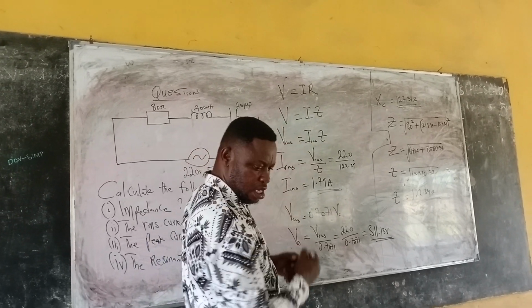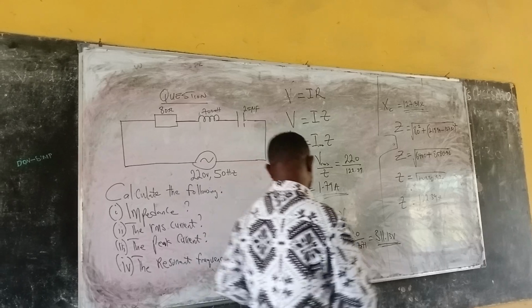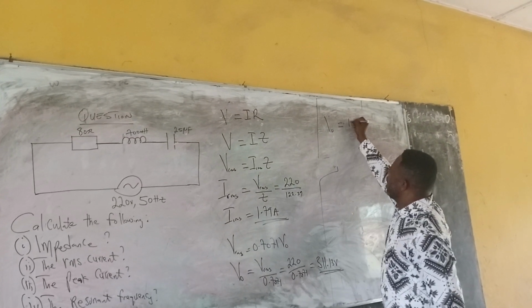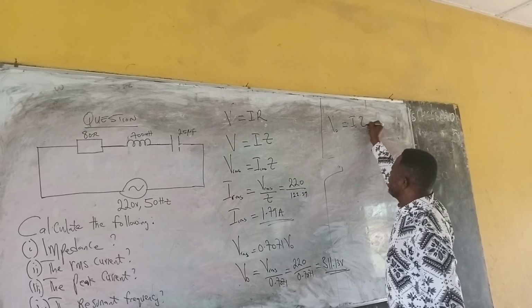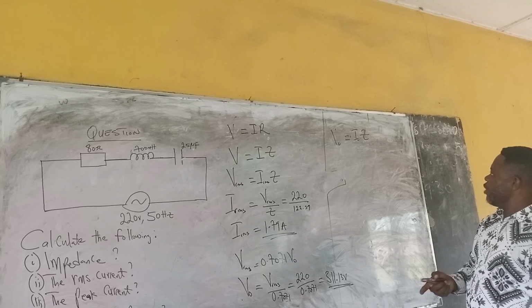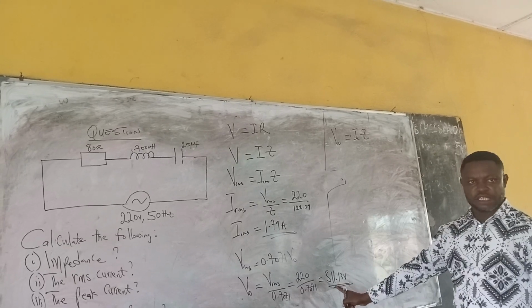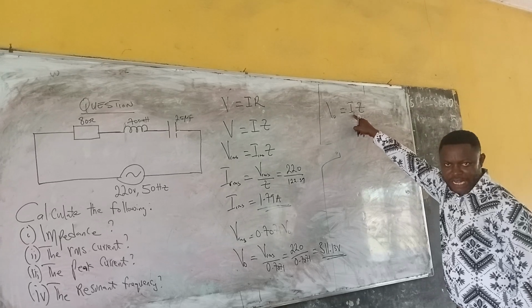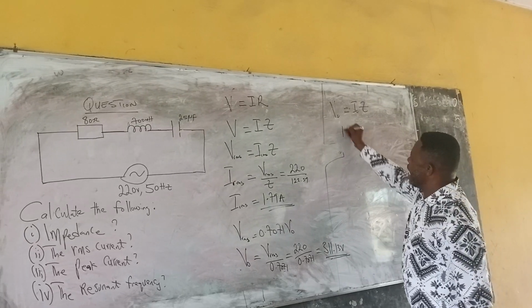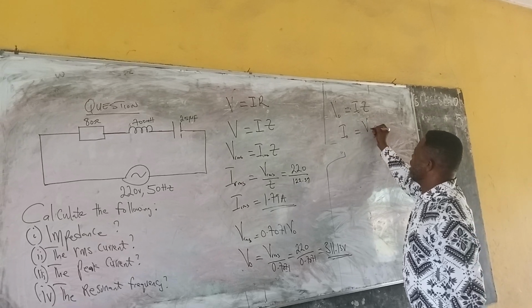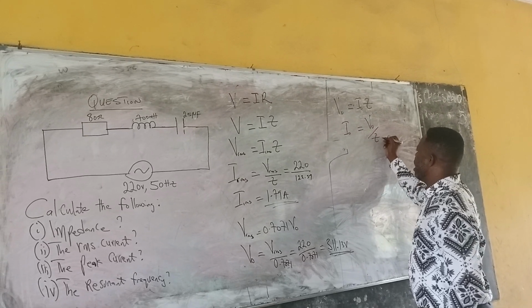Still using the equation, we can now find I naught. V naught equals I naught times what? Z. And we know V naught now to be what? 311. So you can find I naught. I naught will be given as V naught all over Z.